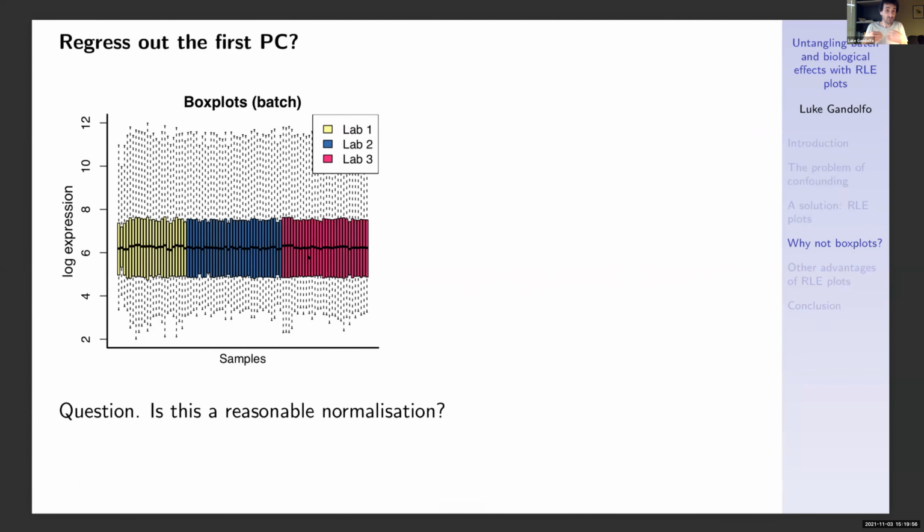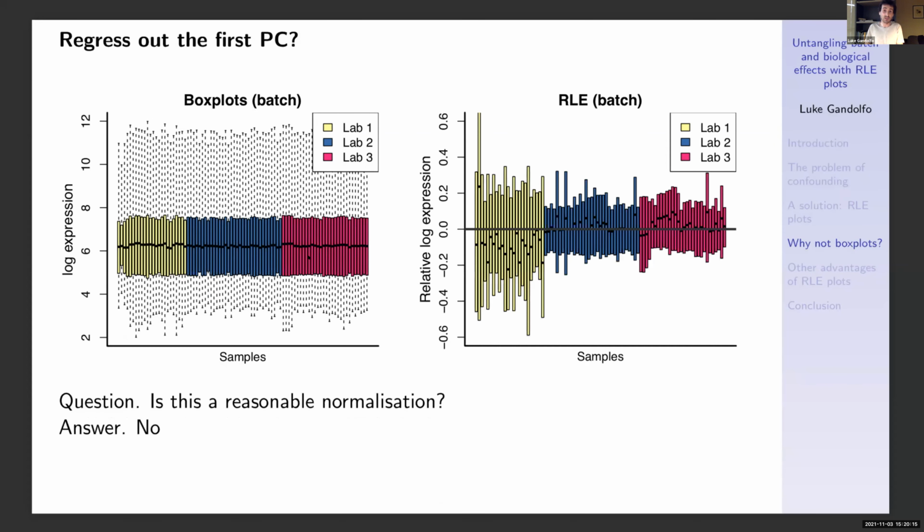What about something simple like regressing out the first principal component? After all, that was capturing the batch effect, and the biology was reasonably well distributed between the batches. So it seems like it might be a reasonable thing to do. And indeed, the box plots look pretty good after we regress out the first PC. But the RLE plot shows that we've still got quite a way to go in removing the technical variability here.